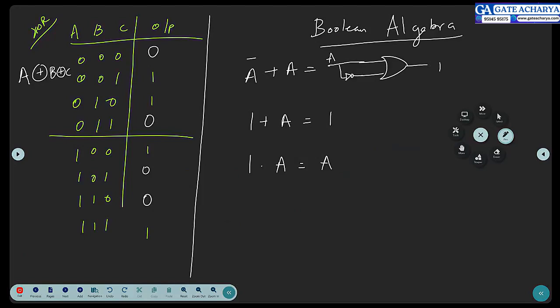Why do you say that it should be in an ordered fashion? Only then you can use K-map easily. So you want to use K-map, no? So how does the K-map for this one look like? Can you tell me?